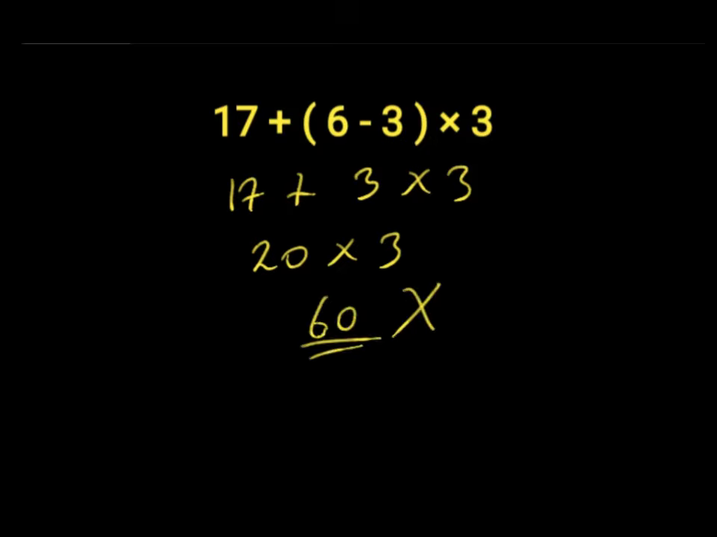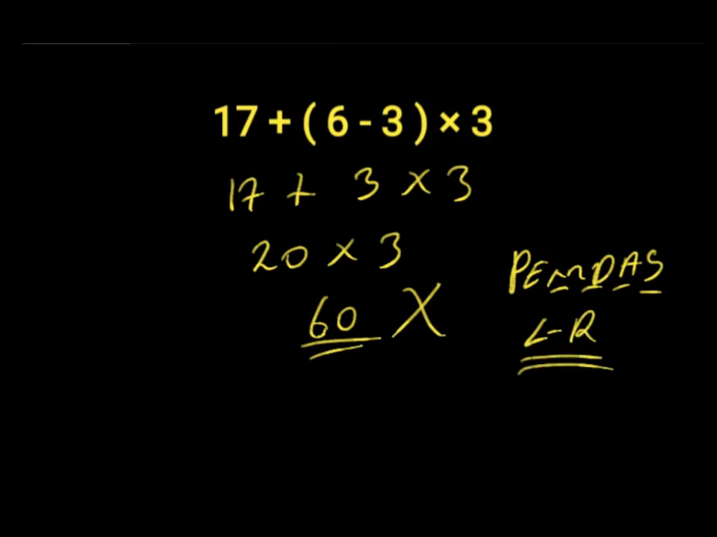60 is wrong because we did not work with the order of operation. According to the order of operation, we have parentheses, exponent, multiplication, division, addition, and subtraction. Mind you, multiplication and division have equal priority, as do addition and subtraction, working from your left to your right, in order to arrive at a correct answer.